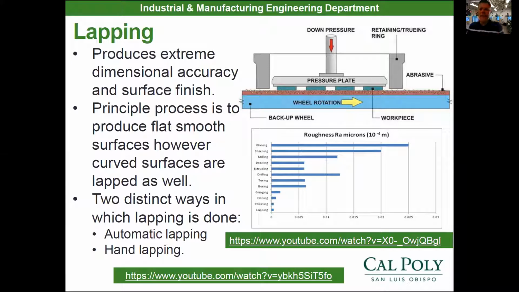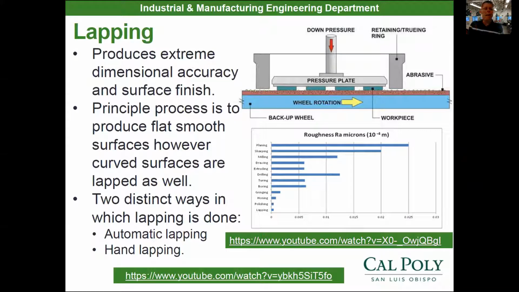So there's hand lapping and automatic lapping. There are 2 ways to do it. Hand lapping, you might do this in a material science class here at Cal Poly. You lap your material samples in order to polish them. Then you etch them with acid and look at the grain structure.